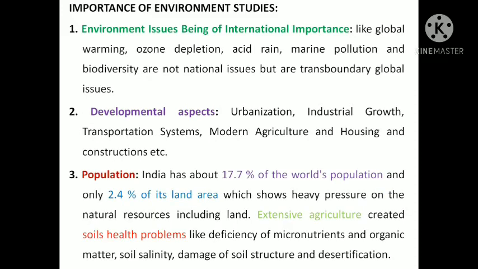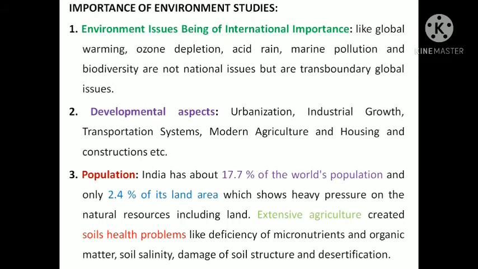Population is the great problem for the environment. If population increases, there is only a limited portion of land for sustaining the growing population. If population increases, the requirement of land will be more, but we have limited land, so the pressure will be more. Actually, India has about 17.7% of the world population and only 2.4% of the land area, which shows heavy pressure on the natural resources, including land.